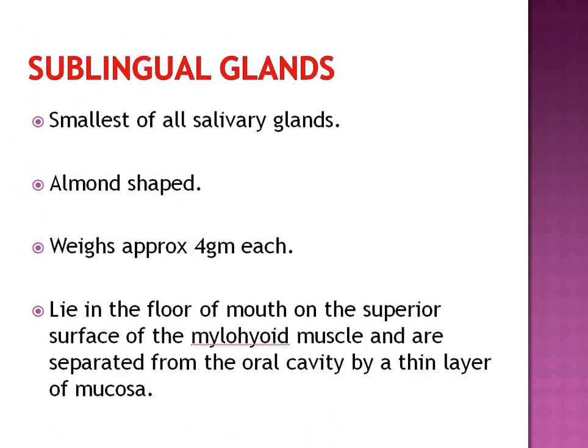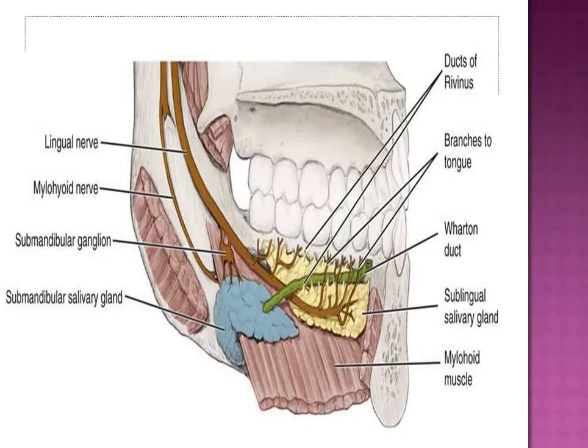Now comes the sublingual gland. The smallest of all the salivary glands, it is almond in shape and weighs approximately 4 grams. The parotid gland was 25 grams, the submandibular was 7 to 16 grams, and this is 4 grams. It lies in the floor of the mouth on the superior surface of the mylohyoid muscle and is separated from the oral cavity by a thin layer of mucosa. Here we can see the sublingual salivary gland lying over the mylohyoid muscle and separated from the floor by a thin layer of mucosa.